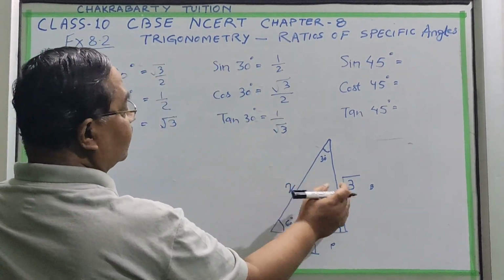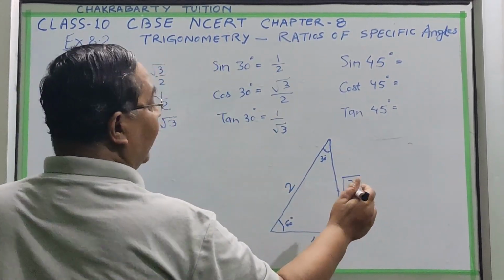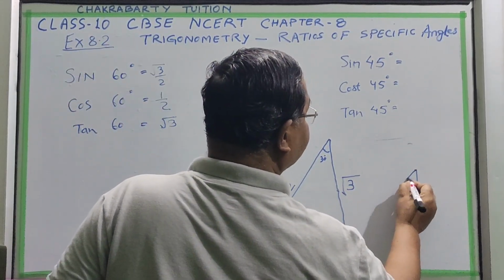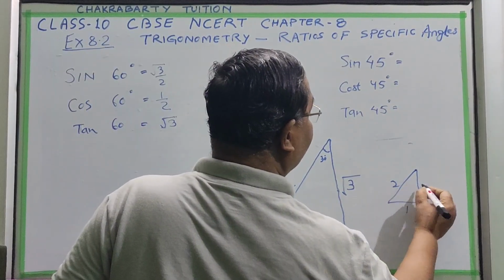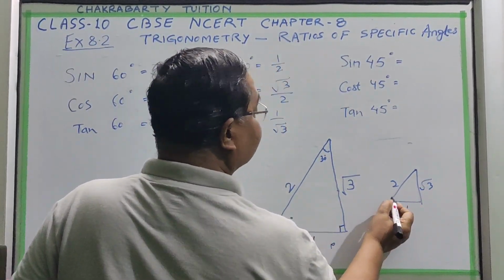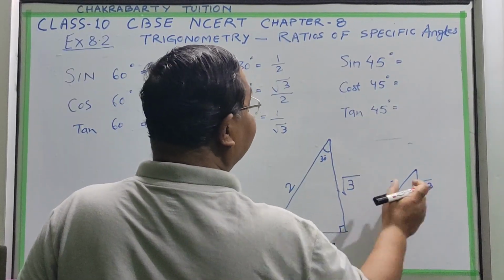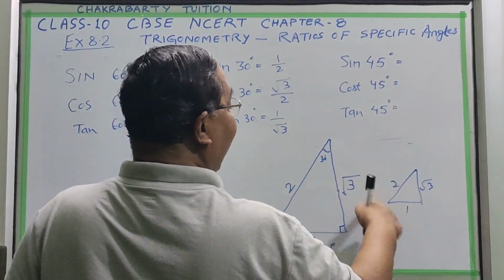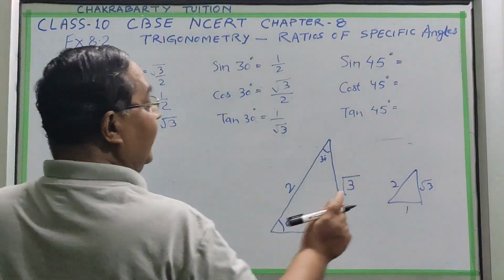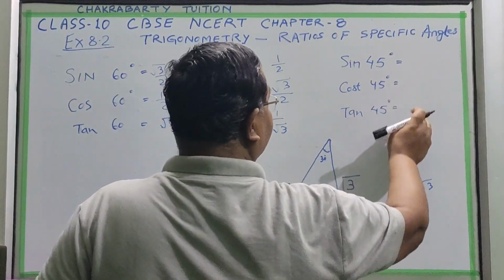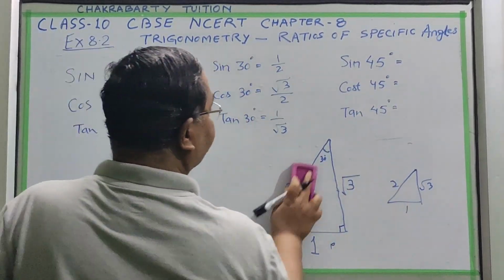So without learning, in the exam what you do in the copy is make a shortcut like this: 1, 2 and under root 3. You know this is 60, this is 30; you need not write that, but write 1, 2 and 3, and you calculate these sines. It is very easy. Now we are coming to the next side.